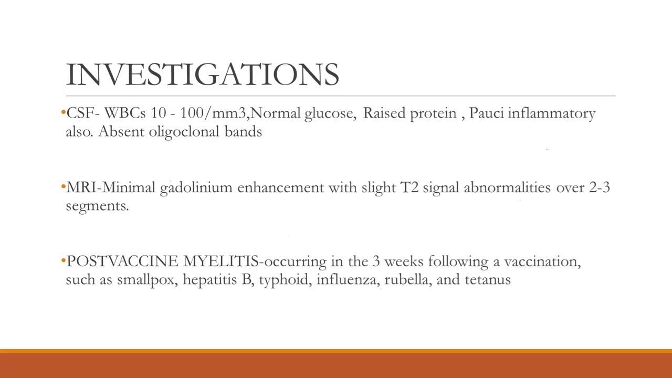So coming to investigations, CSF WBCs, pleocytosis may be seen, normal glucose, protein may be elevated, post-inflammatory in some cases. Majorly in this, we consider the absence of oligoclonal bands. So minimal gadolinium enhancement with slight T2 signal abnormalities over 2 to 3 spinal cord segments. So post-vaccination myelitis is seen in smallpox, hepatitis B, influenza, rubella.